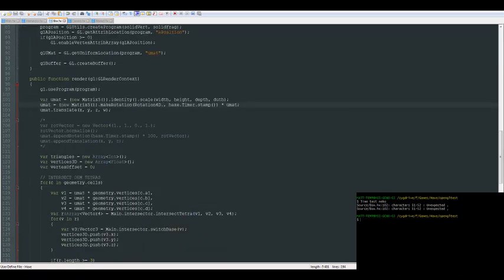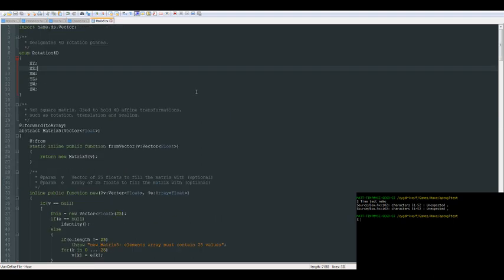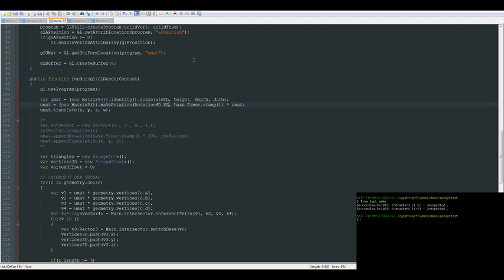I'll pick, because you all don't want to pick a 4D rotation, so I'm going to choose XZ because I'm boring, and I'm just going to rotate around the Y axis. So let's do it.